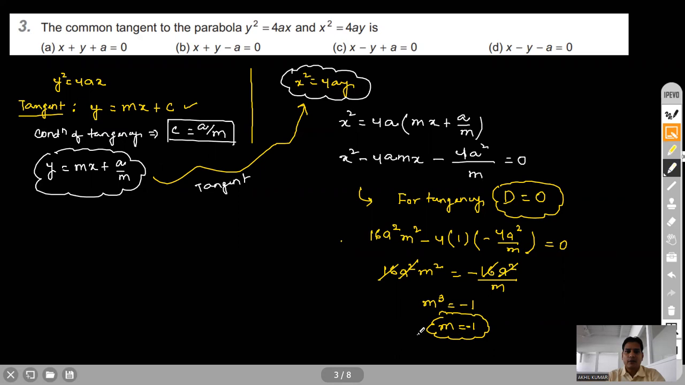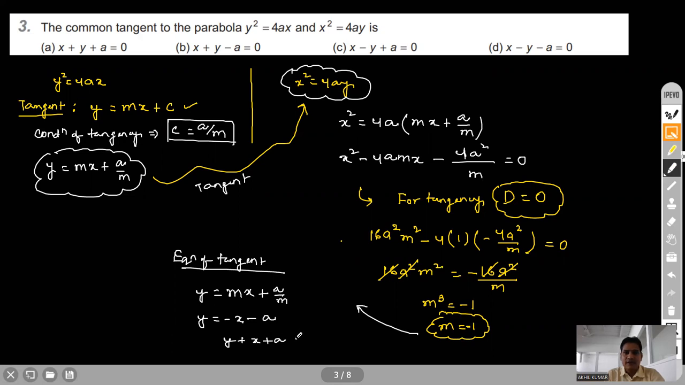Hence, what will be our equation of tangent? The equation of tangent was y is equal to mx plus a by m. Now put m equal to minus 1. It will be y is equal to minus x minus a, or we can say y plus x plus a is equal to 0. So this will be the common tangent to both parabolas y square is equal to 4ax and x square is equal to 4ay. So y plus x plus a is equal to 0, that is option A. Option A is correct.